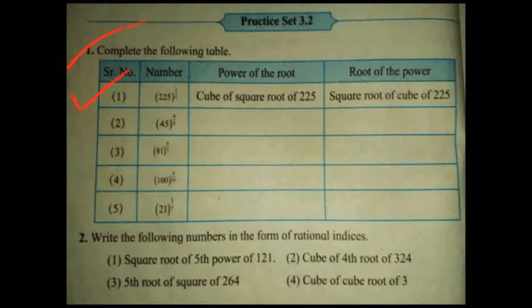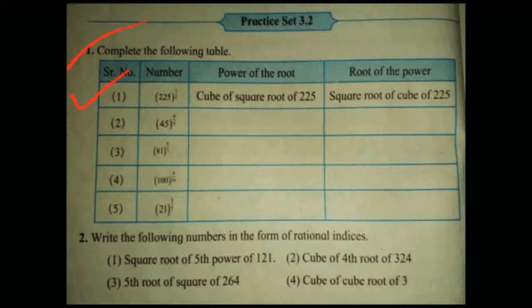225 is the base, 3 upon 2 is the index. Index is given in fractions. Index fraction on numerator is 3, index fraction on denominator is 2. You have to understand this way and write it in both the power of the root column and the root of the power column in words. Index fraction on numerator 3 is power. Index fraction on denominator 2 is root.